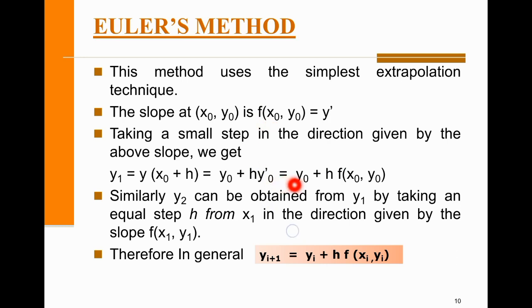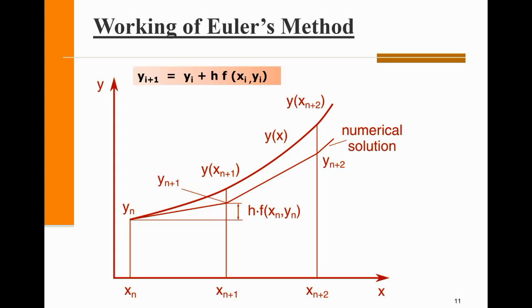So if you just substitute x0, y0 in this, you will get the formula y0 plus h f of x0, y0. Similarly, you can evaluate the formula for y2 as well. So y2 will become y1 plus h f of x1, y1. So we have generalized that formula as y(i+1) is equal to yi plus h f of xi, yi. This is the working procedure.